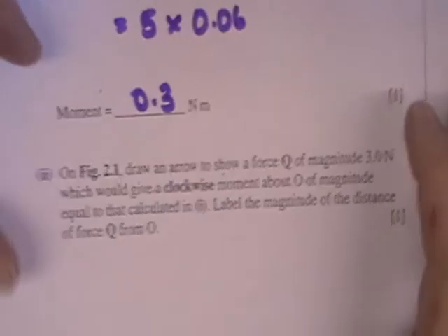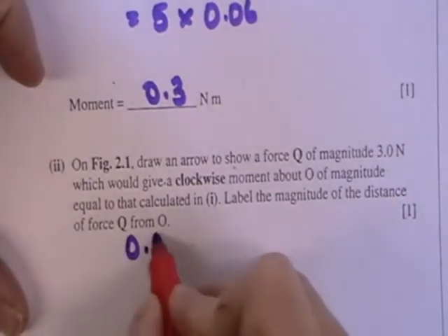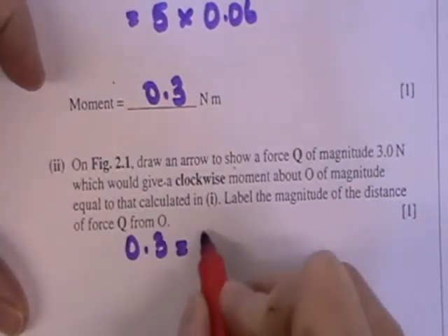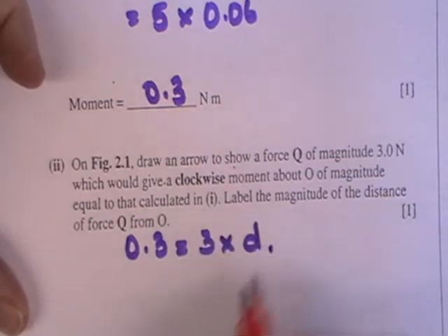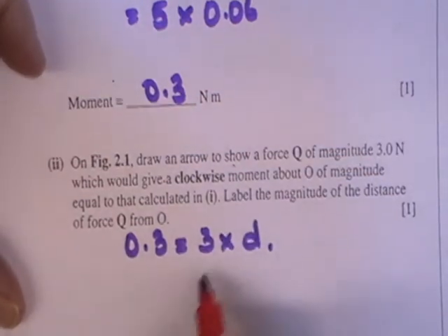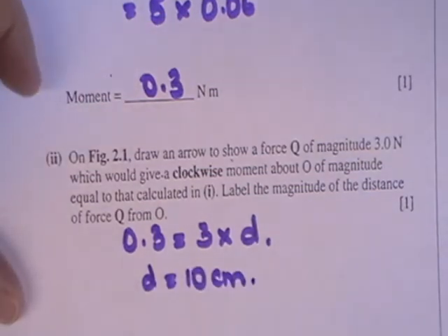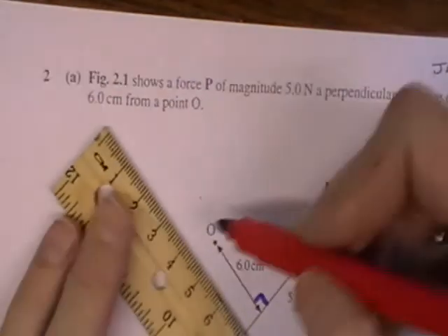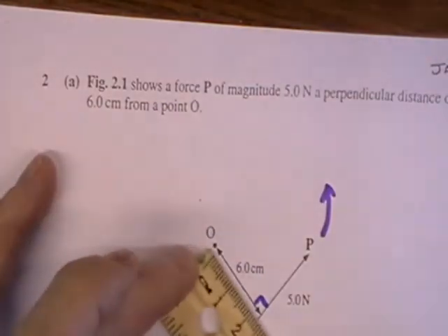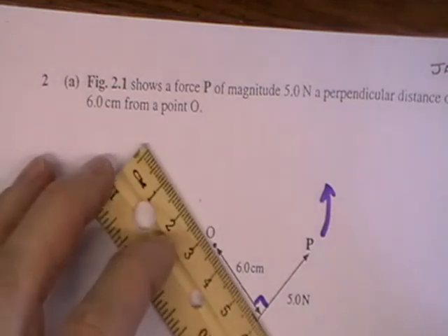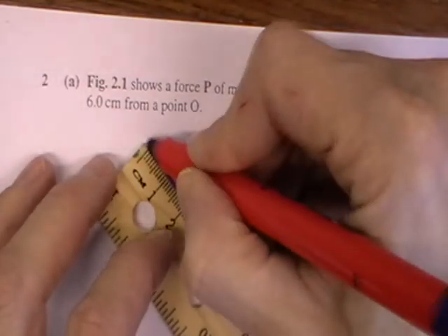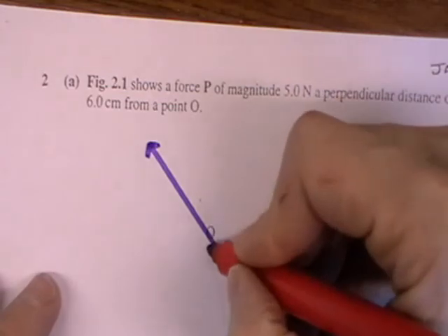So what we want is, we know that the moment has to be 0.3. We know that the force is 3 and we need the distance. So therefore the distance is going to be 0.3 over 3. The distance has to be 10 centimetres. But the force has to go in a clockwise direction. So if that's 6 centimetres, we'll just make it a wee bit longer and say that that's 10 centimetres there.